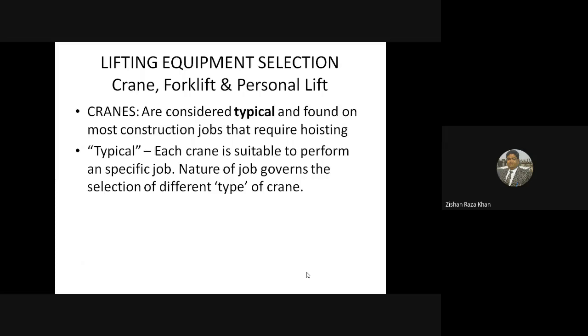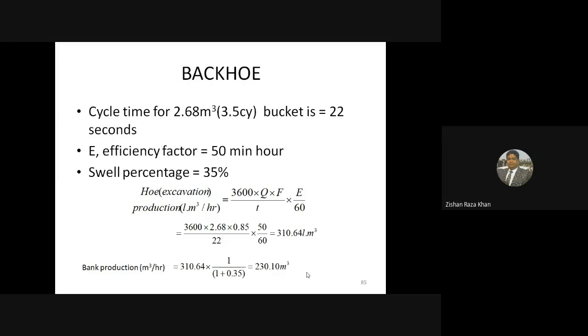This is how you can find the production capacity of the backhoe. Based on this calculated production, you can easily select the right backhoe for your construction work, based on the situation of the site, how much digging you need to do, what bucket size you require, and what cycle time you have. Based on all that, you can find out the production, and by comparing the production, you can relate which is the best suited machinery for your purpose.